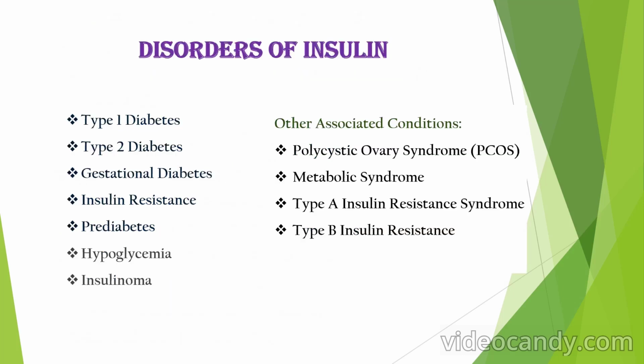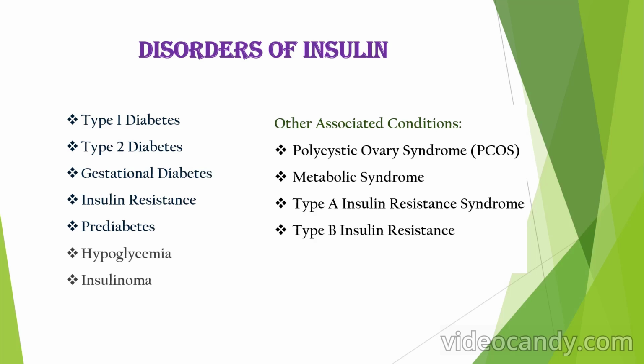Disorders related to insulin involve problems with its production, action, or both, leading to various metabolic issues including diabetes and insulin resistance, which can cause high blood sugar levels. Diabetes is a group of metabolic diseases characterized by high blood sugar level due to either insufficient insulin production or the body's inability to use insulin properly.